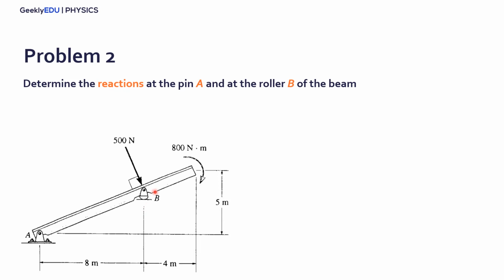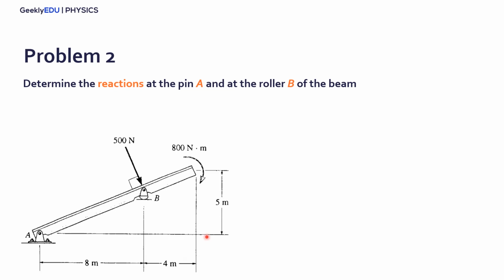Before we start, remember that when you're dealing with a pin, we have reactions in both directions, X and Y. Now for a roller, we have reactions only in one of the directions. In this case, the roller can move to the right and to the left. It can move in the X direction, but does not move in the Y direction. So the only reactions we have on B are in the Y direction.